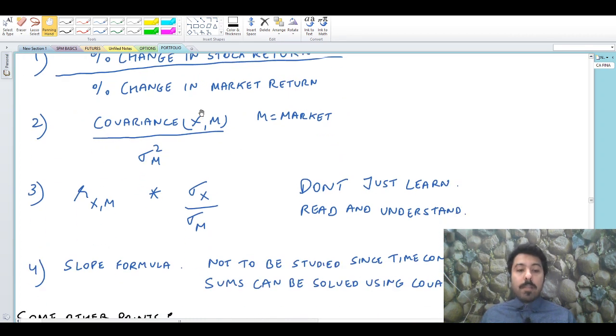The second formula is covariance between stock and the market divided by variance of market. See, M stands for market. Covariance of X comma M whole divided by variance of market. Look at it. Think about it. You'll understand what's happening here. You are calculating covariance, deviation, if you remember. So covariance between the stock and the market divided by the variance of market will give you the relation between stock and market, and that is beta. That's exactly what we're doing, right?